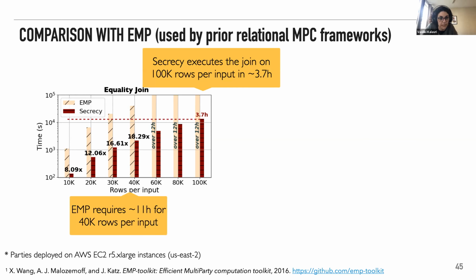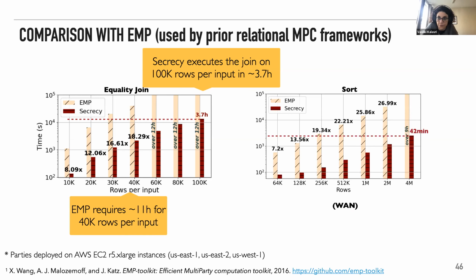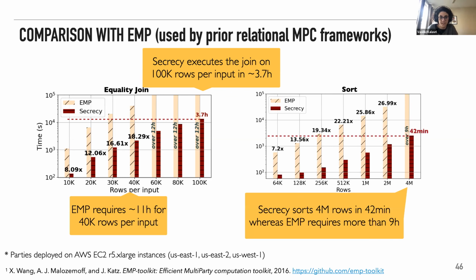And EMP requires about 11 hours to compute the join on 4,000 rows per input, while Secrecy can execute the join on 100K rows per input in less than 4 hours. This is a local area network on AWS. And in terms of sort, I'm going to show you results in the wide area network, where Secrecy can sort 4 million rows in 42 minutes, while EMP needs more than 9 hours to sort the same input.